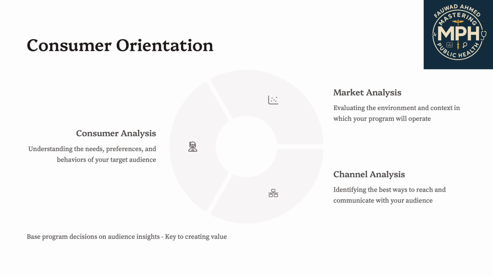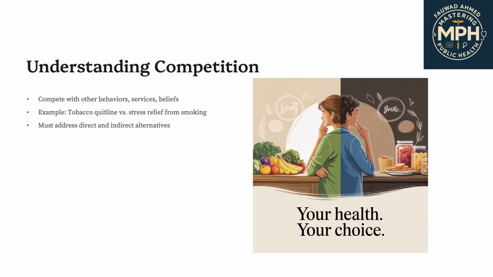This is where consumer orientation comes in. Program decisions are guided by research on what the population thinks, feels, needs, and prefers. This involves consumer analysis, what people value; market analysis, who else is offering services; and channel analysis, where and how people access information. Finally, competition matters. You're not just competing with unhealthy behaviors, you're competing with other services, beliefs, and distractions. For example, a smoking cessation program must compete with stress relief, social habits, and even nicotine addiction.